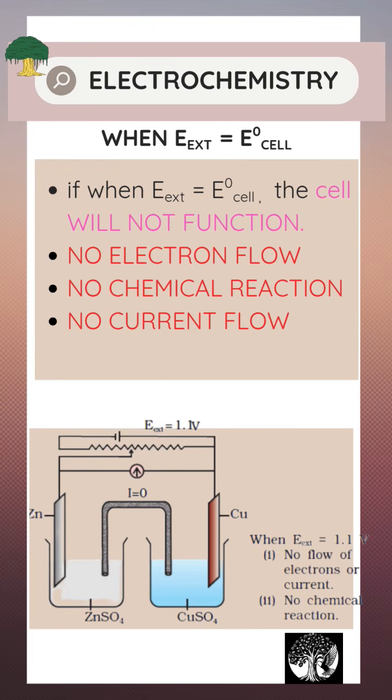Now we see what will happen when E external is equal to E naught cell. When E external is equal to E naught cell, the cell will not function. There is no chemical reaction and there is no current flow, as there is no electron flow.